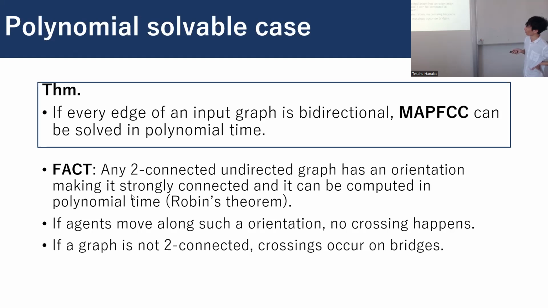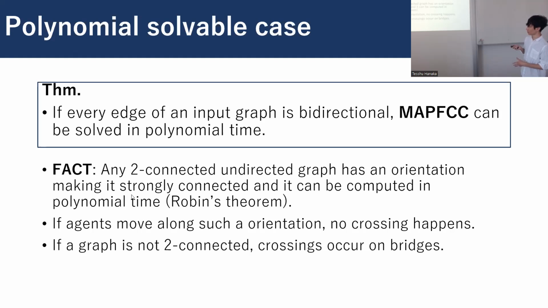If every edge of an input graph is bidirectional, then MAPF with crossing cost can be solved in polynomial time. This follows from this fact: any two-connected undirected graph has an orientation making it strongly connected, and it can be computed in polynomial time, from Robbins' theorem. So if agents move along such an orientation, then no crossing happens.